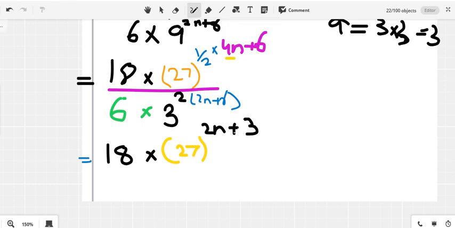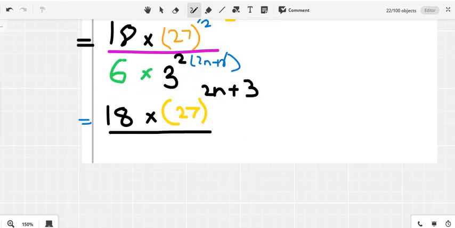So we got this divided by 6 times, now we will multiply the 2 with 2n plus 6. So 2 times 2 is 4, 2 to the power of 4n, and 2 times 6 is 12. This thing we got now.